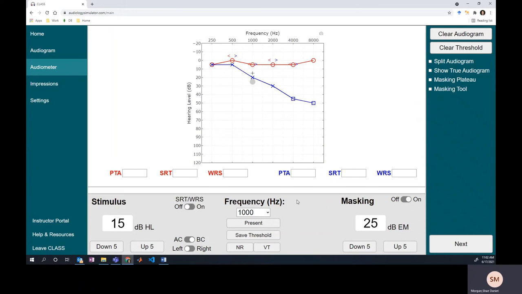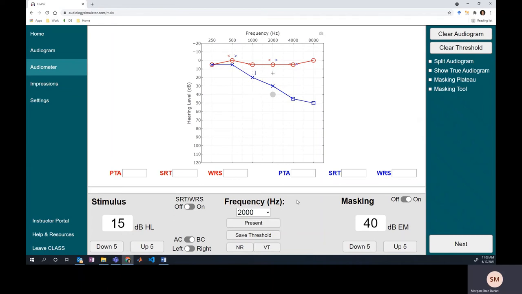Now, did this response come from the test or the non-test ear? Well, let's raise the masker a few times to make sure that adding more noise to the test ear doesn't change our response. Once you find your 15 to 20 dB plateau we discussed in the last video, you can save your threshold and feel confident that the non-test ear wasn't involved.